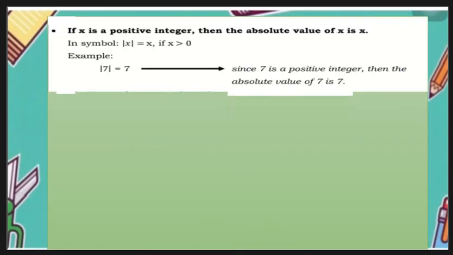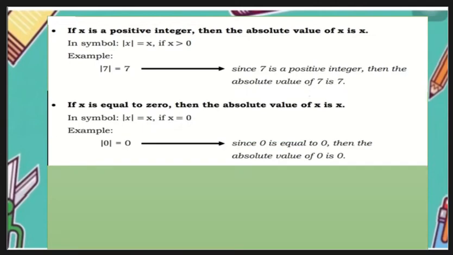Now, if x is a positive integer, then the absolute value of x is x. In symbol, we have this: the absolute of x is equal to x if x is greater than 0. For example, we have absolute 7, or the absolute value of 7, therefore is equal to 7. Remember, absolute is always positive. Since 7 is a positive integer, then the absolute value of 7 is 7.